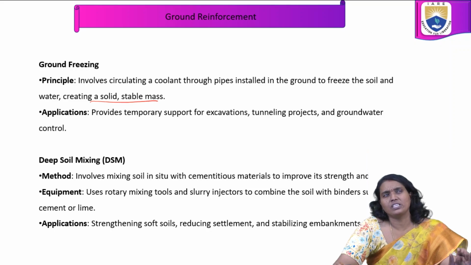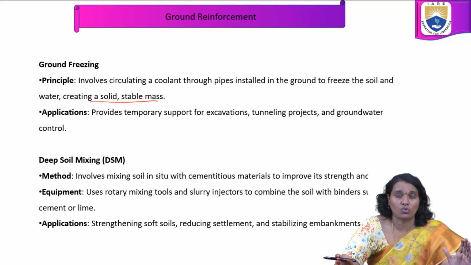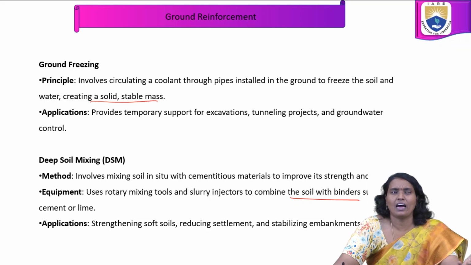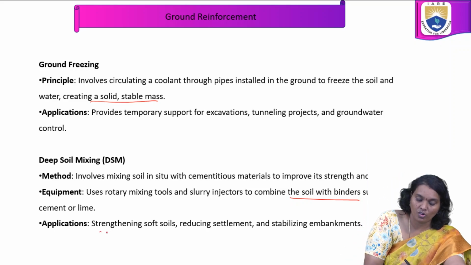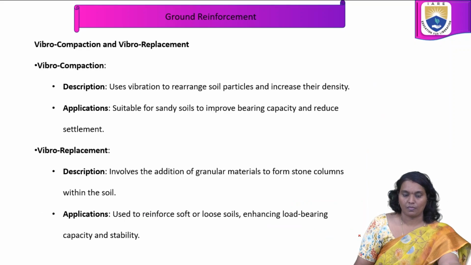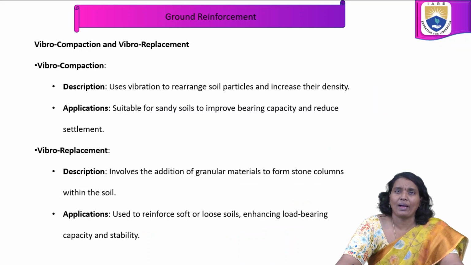In this, we are using different kinds of equipment. They use rotary mixing tools and slurry injectors to combine the soil with binders, whether it is cement or lime. It depends upon the requirement of the soil to get the desired properties. We use such techniques for strengthening of soft soils, reducing settlements and stabilizing embankments. Vibro compaction and vibro replacement are also considered for ground reinforcement.